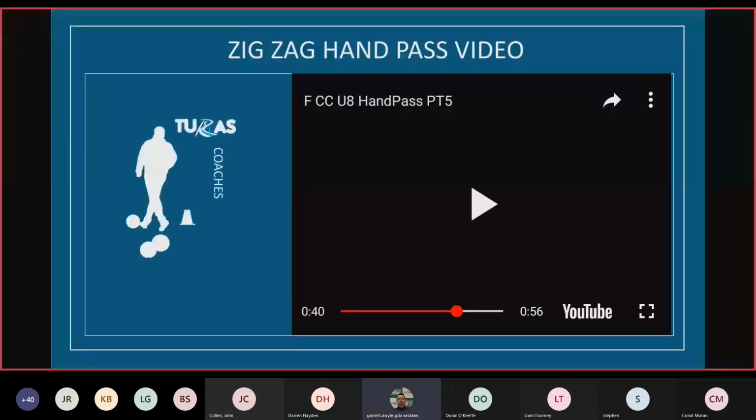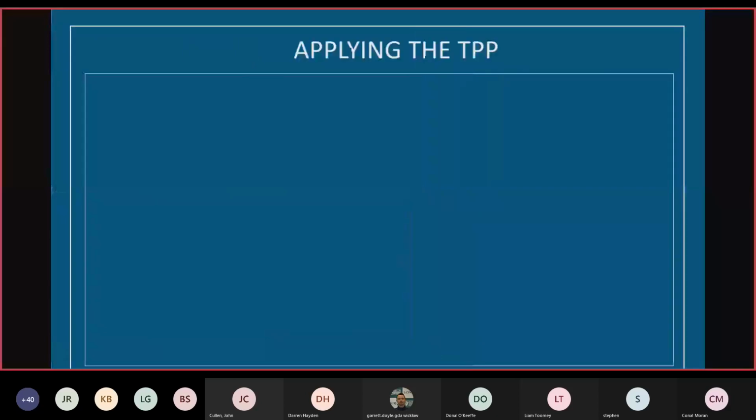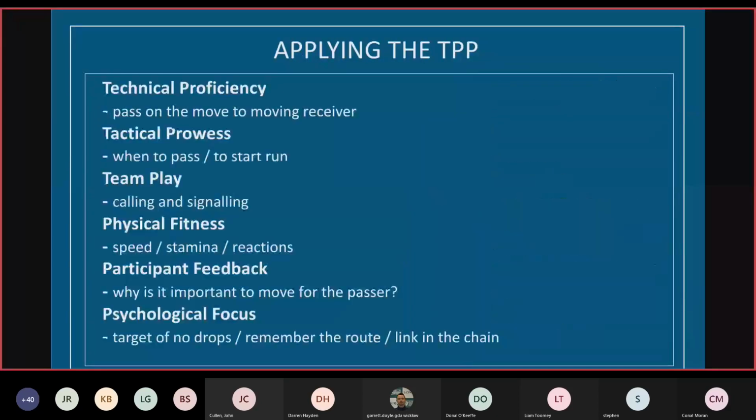Okay, so again, passing on the move to a moving receiver. So that's what we want to encourage. We need to get that across to the players for this activity. We don't want it back to standing still passing to someone who's standing still receiving. Again, decision making, when to pass, when to start your run, team play, call, signal, provide a target for the passer. Again, speed, stamina, reactions.